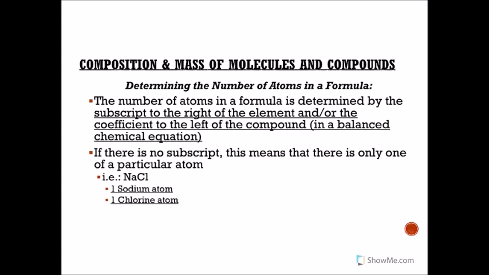When we are determining the number of atoms in a formula, it's determined by the subscript to the right of the element or the coefficient to the left of the compound in a balanced chemical equation. If there's no subscript, this means there's only one of that particular atom. For example, sodium chloride, we have one sodium atom and one chlorine atom.